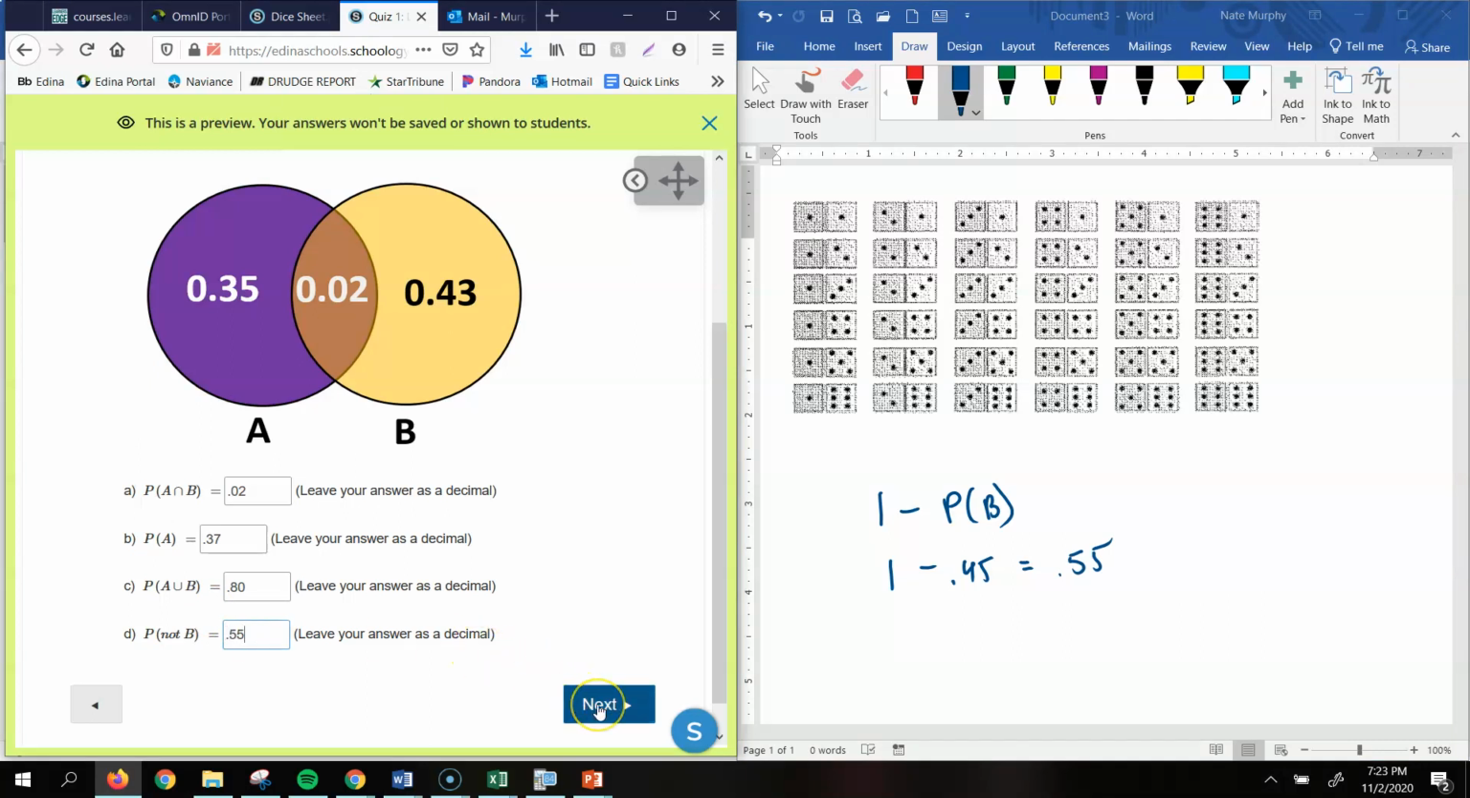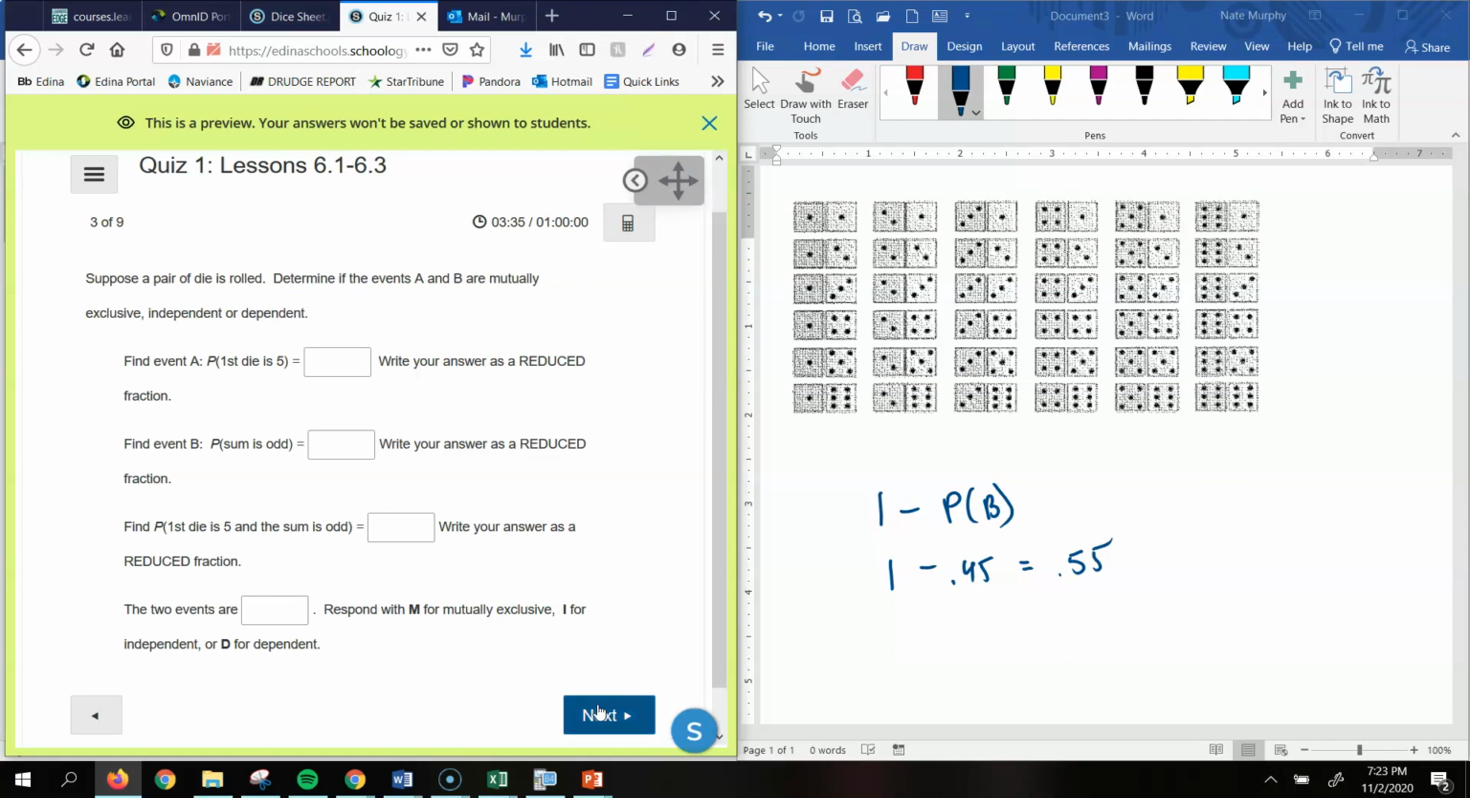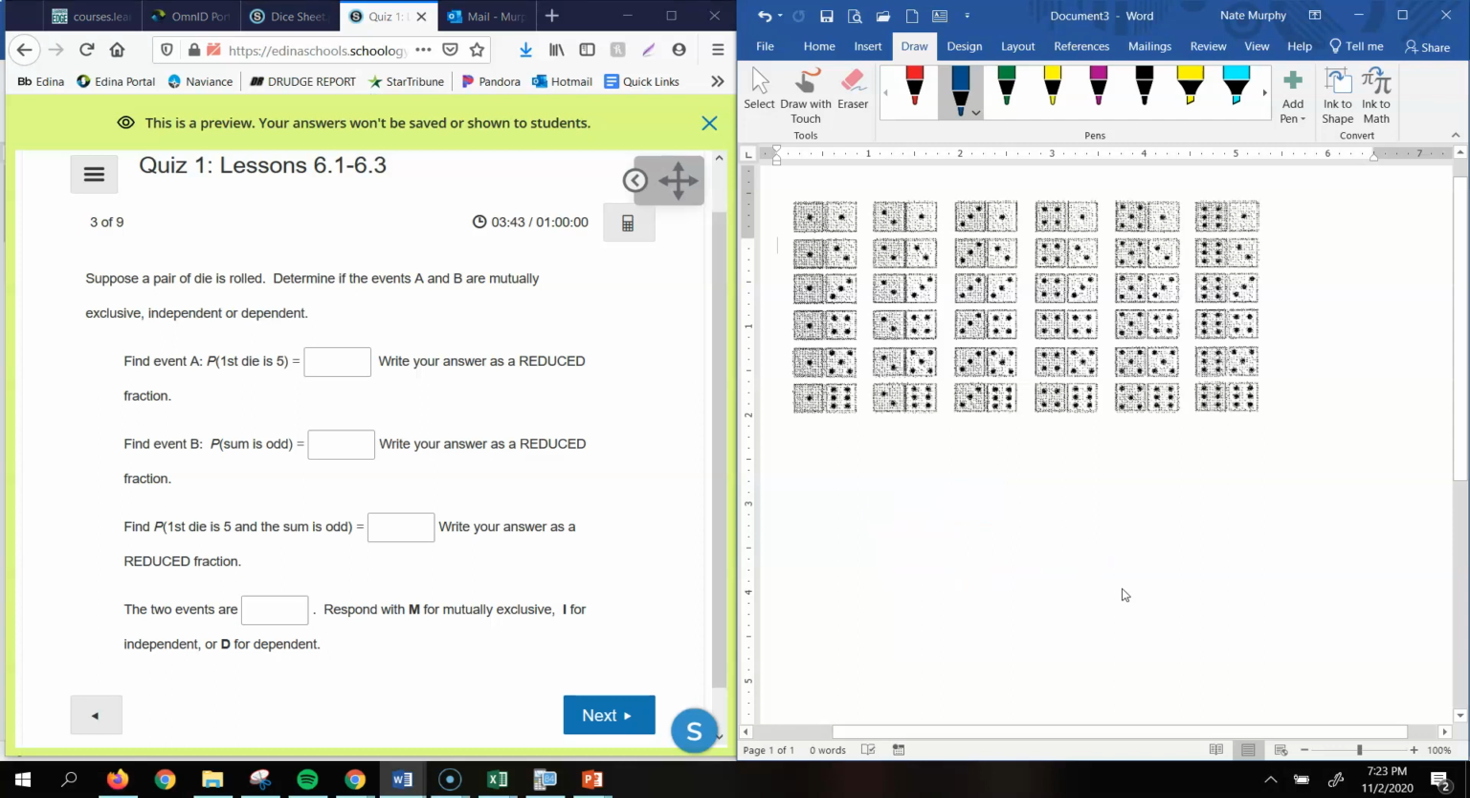So that's how you do that with the Venn diagram. All right, so this one, we're going to need this dice sheet. Okay, so I remember I gave you guys this sheet. You guys have access to this. You can use this at different points. Like this would be a good time for it.